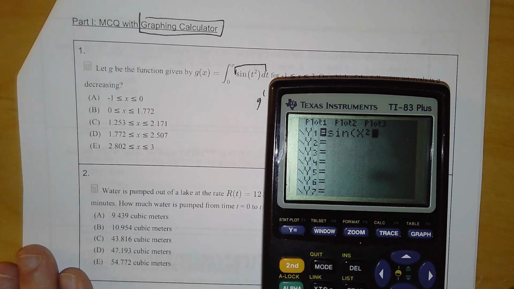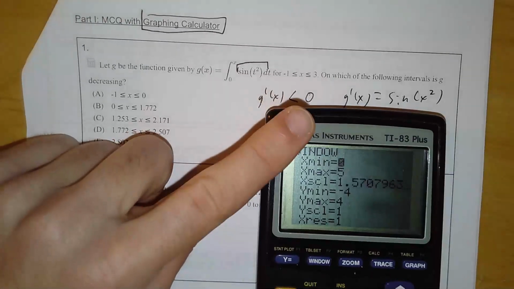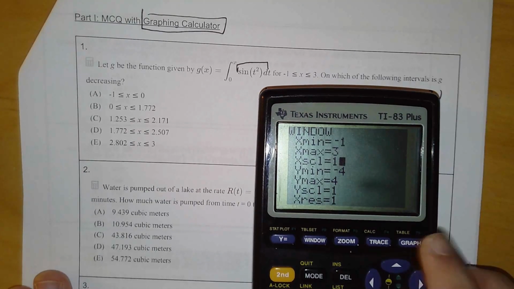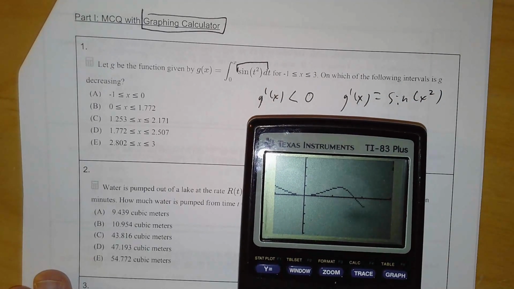Anyway, so sine x squared, easy. And we're going to change the window. This is very important. See how it says from -1 to 3? So we need to make sure our window says like -1 to 3, and then the scale should be 1. I don't know why mine says that. Go ahead and graph it. And we're looking for where it's negative.